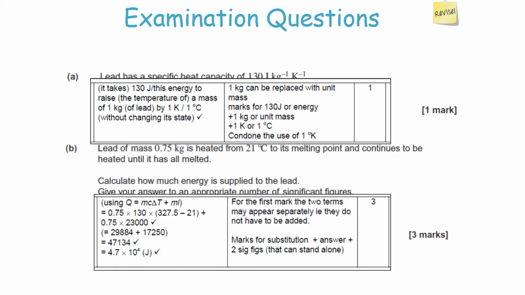So you'll notice in the answer here that you're firstly working out the energy needed to raise its temperature, mcΔT, where ΔT is the change in temperature, which you can see we can work out there, and then the second part, which is ml, which is the energy needed to melt the lead. So you can see the two values there, add them up to get the total answer. Now you'll notice in the question, 0.75 and 21 are each 2 sig fig, so your answer should be to 2 sig fig, 4.7 times 10 to the 4 joules.